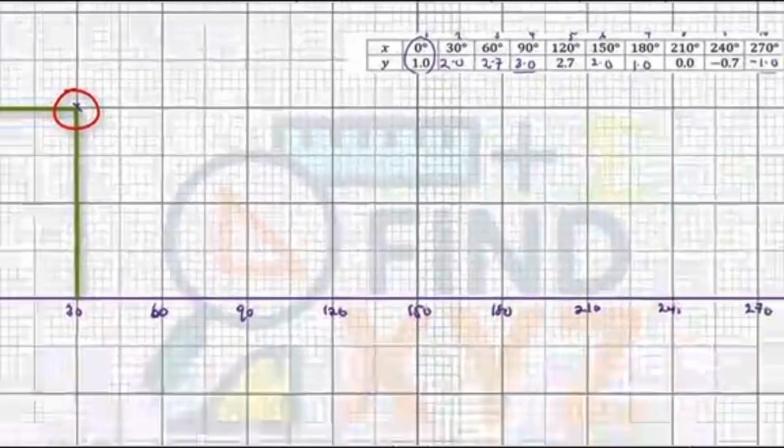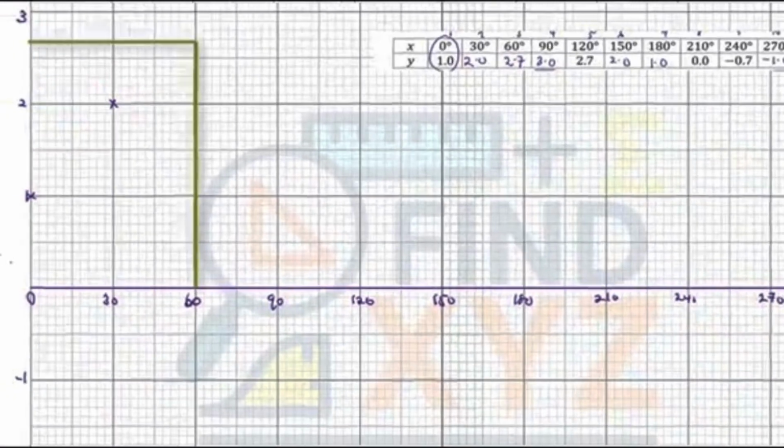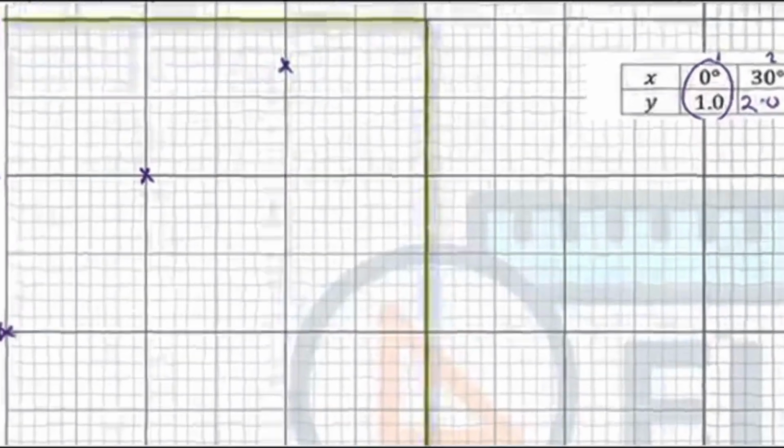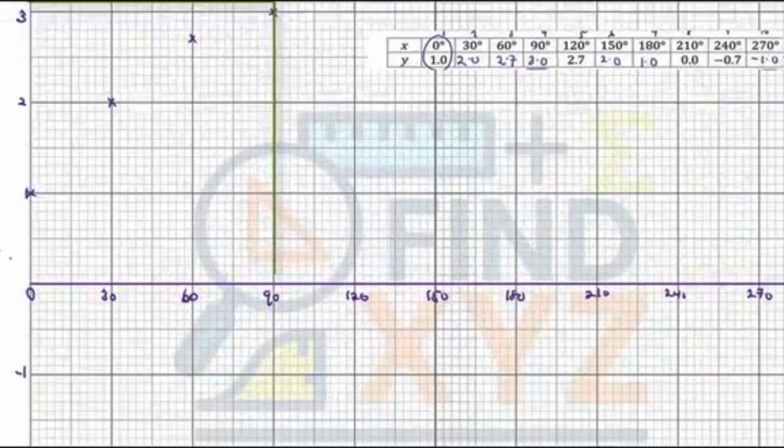Then the next 60, 2.7. So since 2 to 3 is 1 unit, every line is 0.1. So the middle of it will be 2.5, 2.6, 2.7. Then 90 and 3, that is our point. Then 120 and 2.7, the same line. So this is my 2.7.